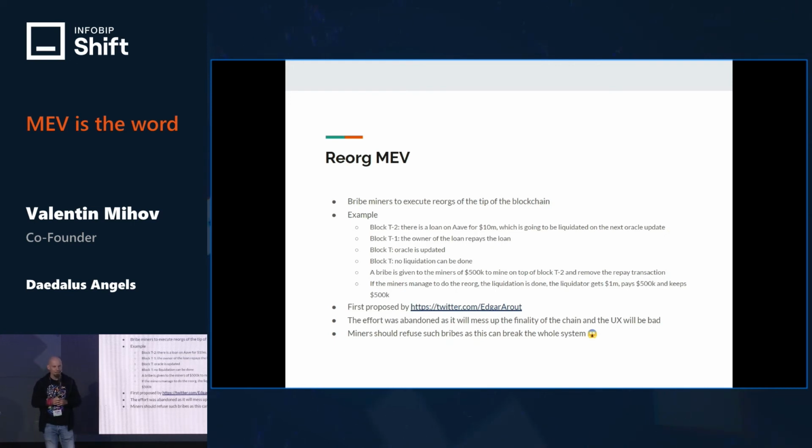So no liquidation. But what an MEV extractor can do is see this $10 million loan, and he knows that he can make like $1 million out of it if he liquidates it, so a 10% fee. And he just says, well, I'm going to pay $500,000 if you do a reorg from before the repayment, remove the repayment so that I can liquidate this guy. And that's completely possible. It's basically a matter of money. So that was proposed by Edgar Arout. He's a MEV extractor, kind of a famous one. And it caused a lot of debate on crypto Twitter about whether it should be done or not.